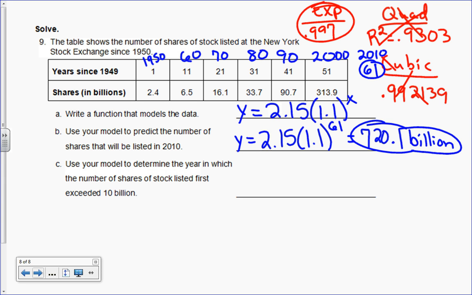And then it says, use your model to determine the year in which the number of shares of stock listed first exceeded 10 billion. All right. So this is where we want to graph this. So we go y equals. And in y1, we want to put our function 2.15 times 1.1 to a power of x. Now, your shares exceeded 10 billion. Your shares are the y values. So you want y2 to equal 10. I would change my window now. I would go window, x is from 0 to, let's just go from 0 to 51. And my y's go from 0 up to, let's say, 400.